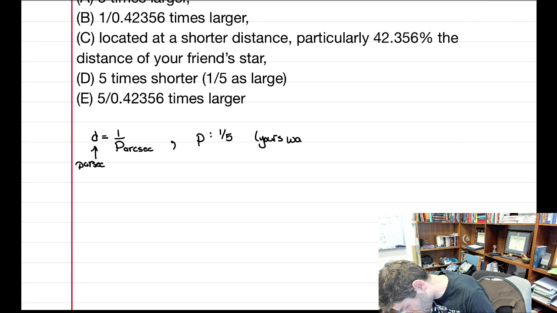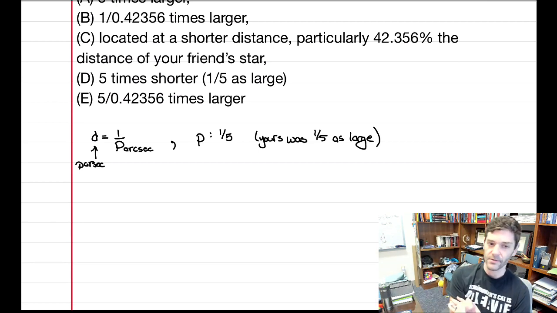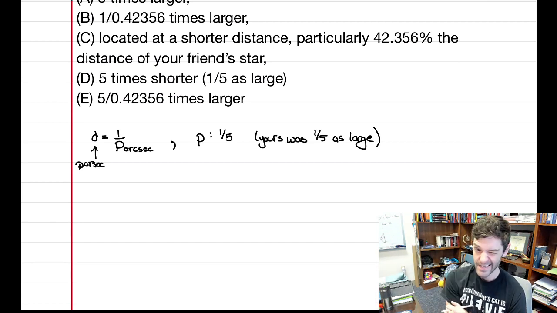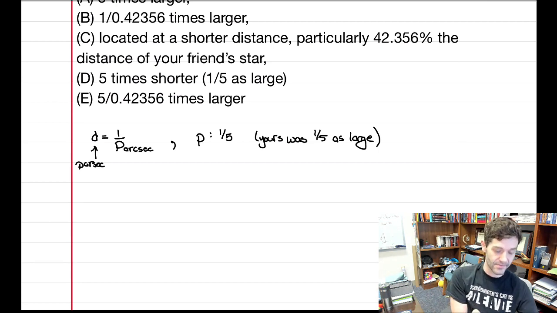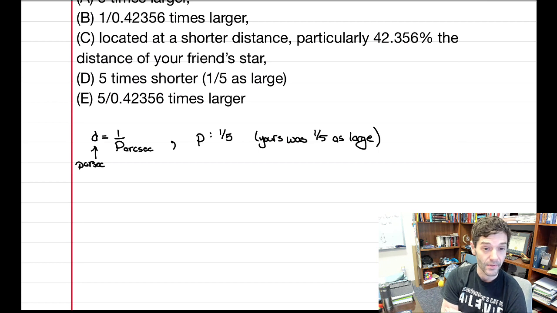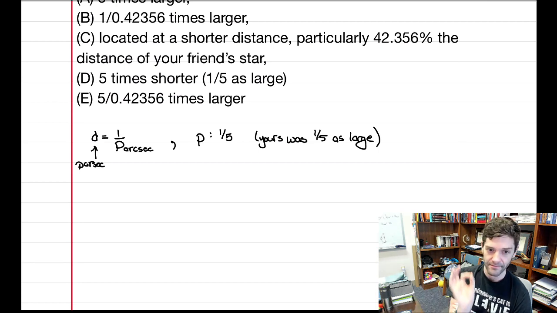Yours was 1/5 as large. Now again, there was enough information in the prompt that you could have actually calculated the exact parallax angle in this case. You could have then calculated the exact distance yours is at in parsecs and compared that to theirs, and maybe you would have noticed something. But here, notice we're going to avoid that completely. If I know the factors by which something changes, I'm gold.